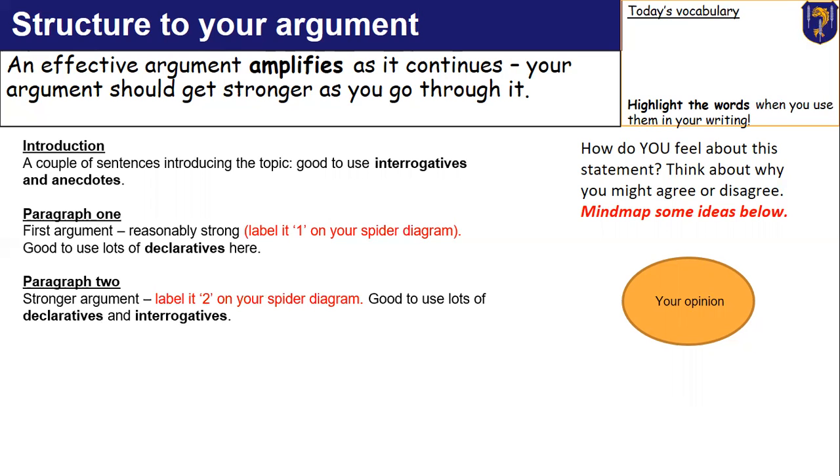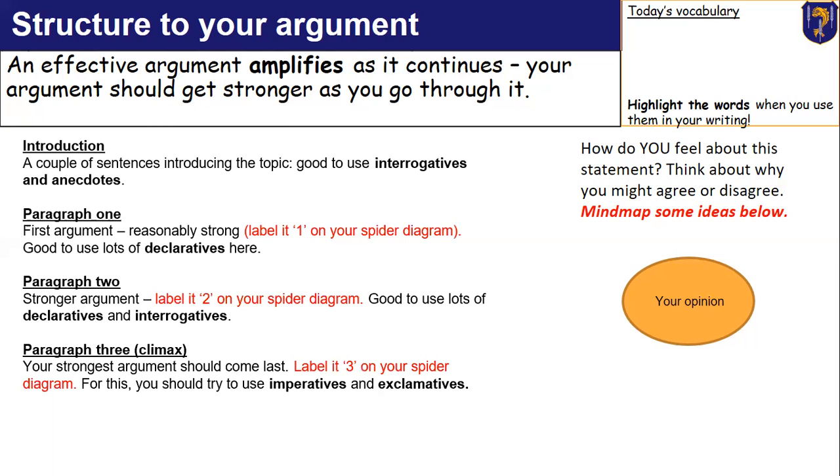Second paragraph should be a slightly stronger argument. So you should label it as number 2 on your spider diagram. Good to use lots of declaratives in this one, now starting to use some interrogatives again as well, trying to put in those rhetorical questions, forcing the reader with that.